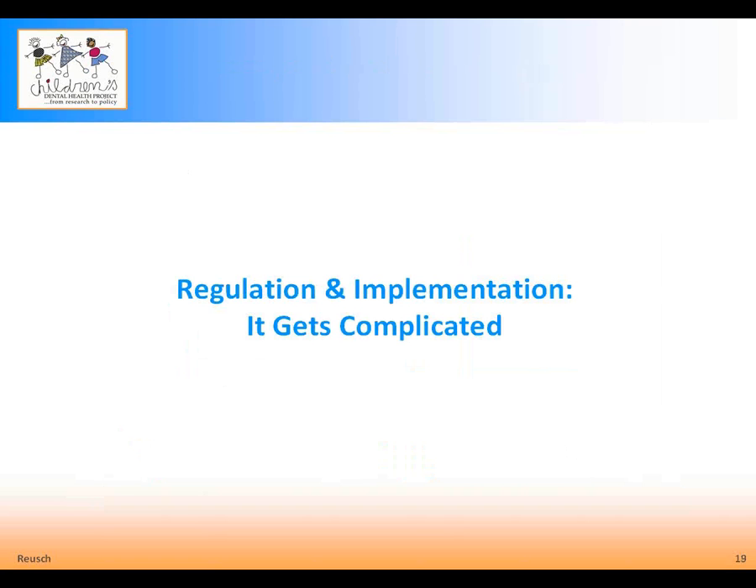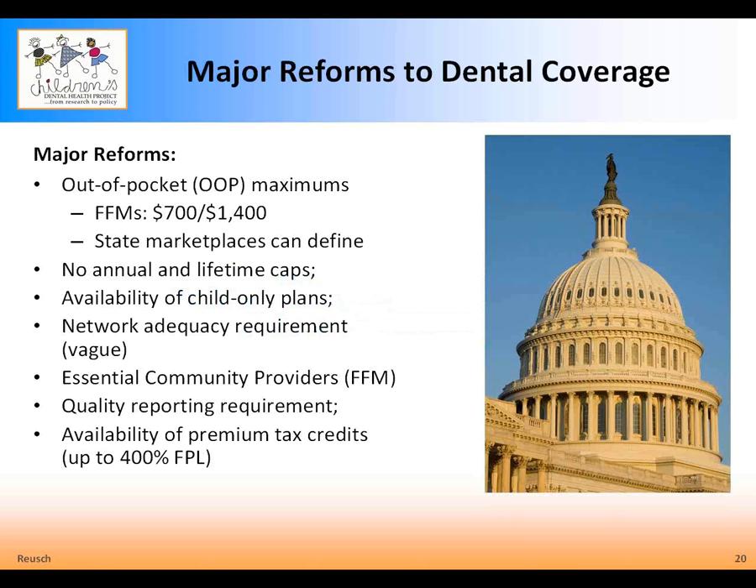So where it really gets complicated, and where we really start to see that the ACA is a bit of a sausage-making process, is in the regulations subsequent to the law itself and how it's implemented at the state level. So it does get kind of complicated. But the major reforms that the ACA makes to dental coverage are, A, it sets distinct limits on how much an individual or a family has to pay out of pocket for their coverage, whether it be medical or dental.